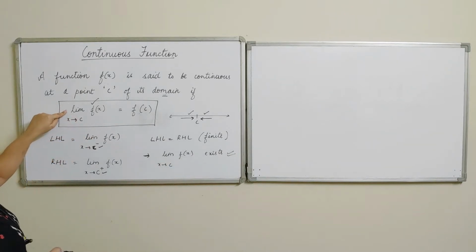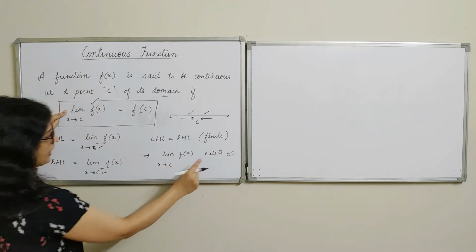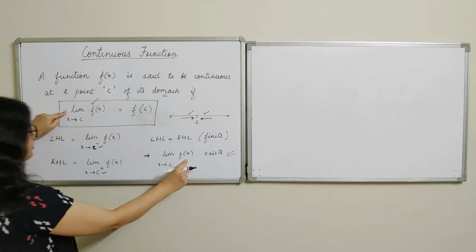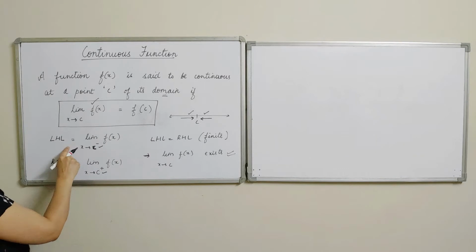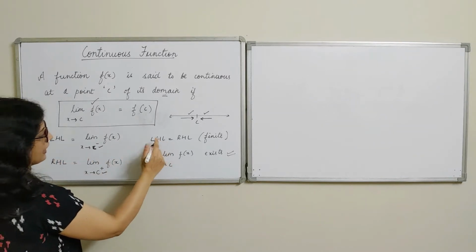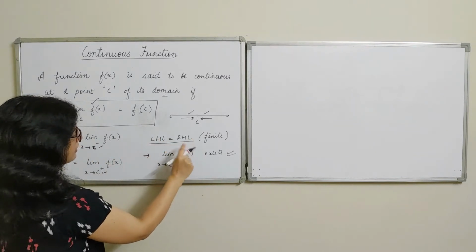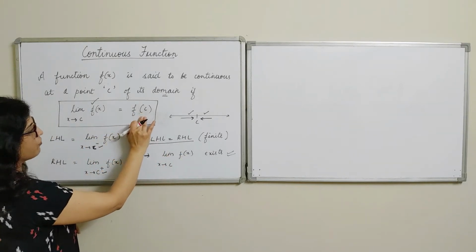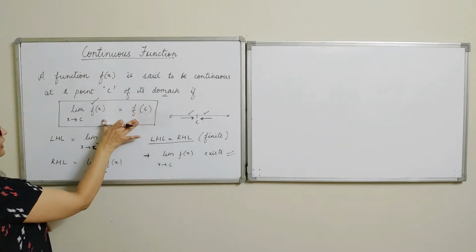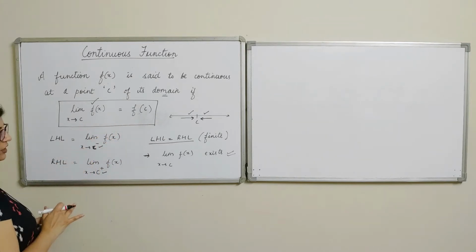So first of all, check that the limit exists. We can find the limit directly, or we can find LHL and RHL. Check that LHL is equal to RHL, then we can say the limit exists. If the limit exists and it is equal to the value of the function at that point, then in that case we say that the function is continuous.